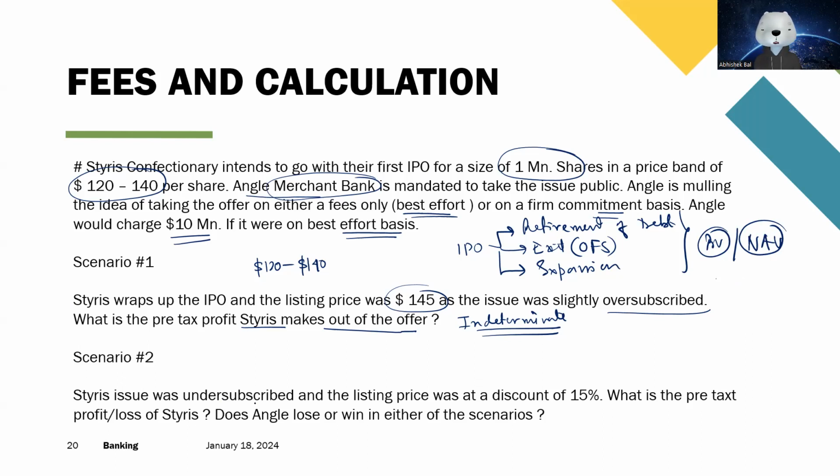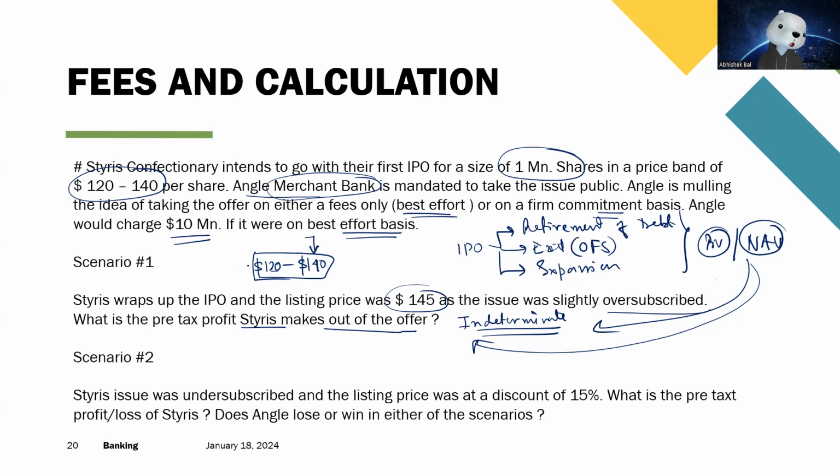So A, we do not know what is the book value or the NAV of Stylus here, and B, we do not know for what purpose this IPO has been floated in the first place. So in the absence of these two, even though the listing price has been 145, please remember this listing price does not accrue to Stylus, because Stylus has sold this issue in the price band of $120 to $140. The best that could happen to Stylus is if the issue is really oversubscribed, the issue might have been sold at the higher end of the price bracket itself.